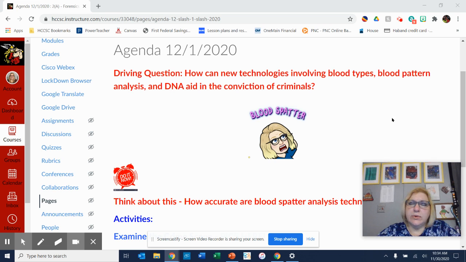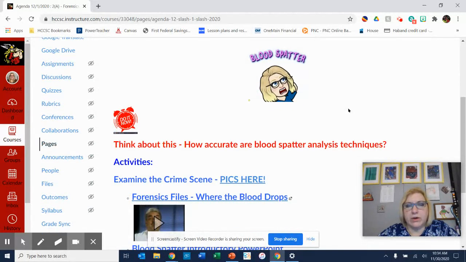In class today, we're going to keep working on our project, How Can New Technologies Involving Blood Types, Blood Pattern Analysis, and DNA Aid in the Conviction of Criminals? So today we're going to be talking more about blood spatter.